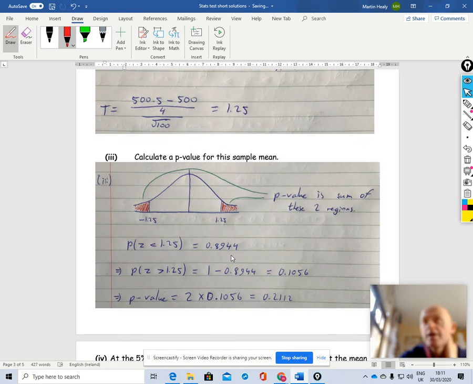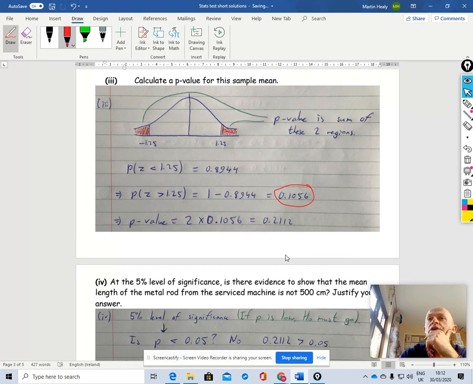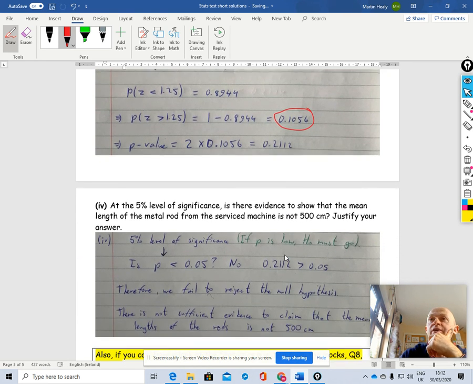That's that part done. For the next section, is that inside or outside the critical region? So the p-value will be these two regions added up. Now again, you're relying on your z tables to work this out. So to find what the answer is for p being greater than 1.25, we go and use the tables again. So the probability that p is less than 1.25 is 0.8944. So the probability that it's greater than is this value here. So we double that because those two regions are equal. So the p-value is 0.2112.